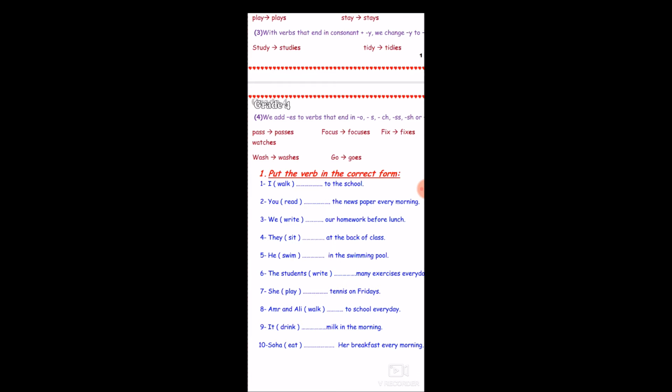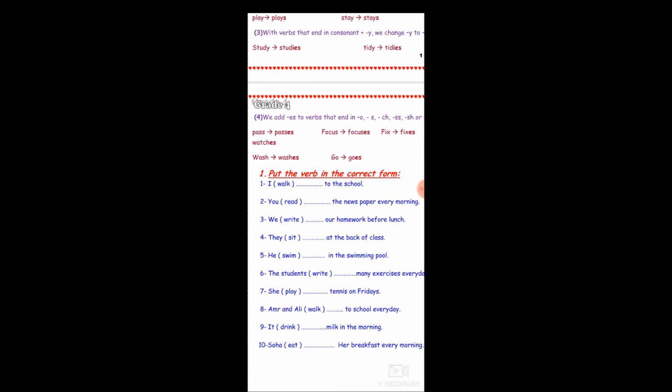Number 5. He swim or swims in the swimming pool? Very clever. We should say he swims. Here we start the sentence with he, and if we start with he, she, it, we should use the verb that ends with S, ES, IES. And swim, according to the spelling rules, should take S at the end.